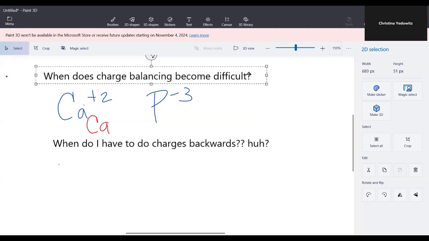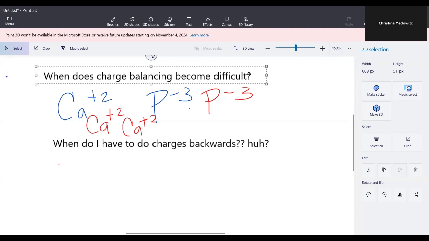I could try adding another calcium. Now I have 2 calcium. My charge is still never going to add up to this -3. I now have a +4 and a -3. That's not really helping me. So even if I were to add another phosphorus, now I have a -6. So my job is to bring them to a common multiple. So I'm going to go ahead and add another one of these because the common multiple of 2 and 3 is 6. And you're going to see this scenario come up over and over and over again.